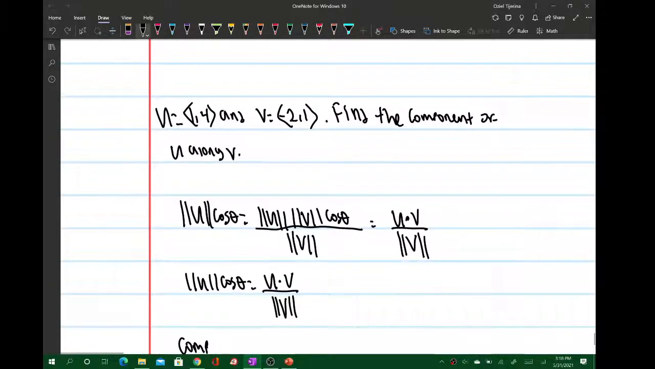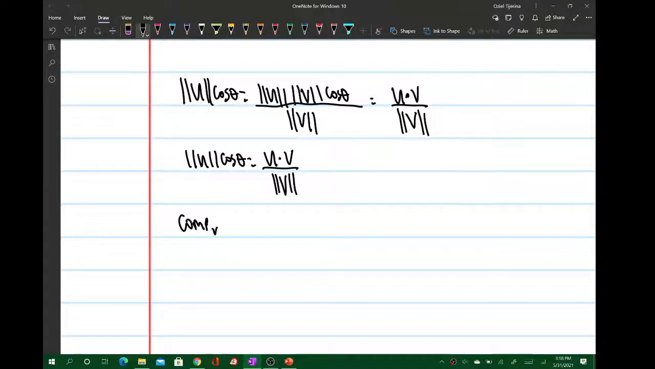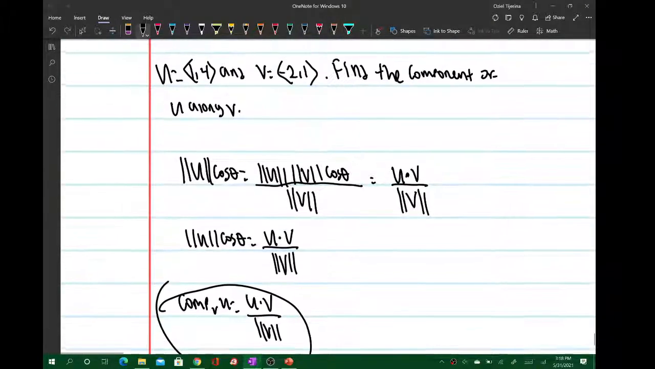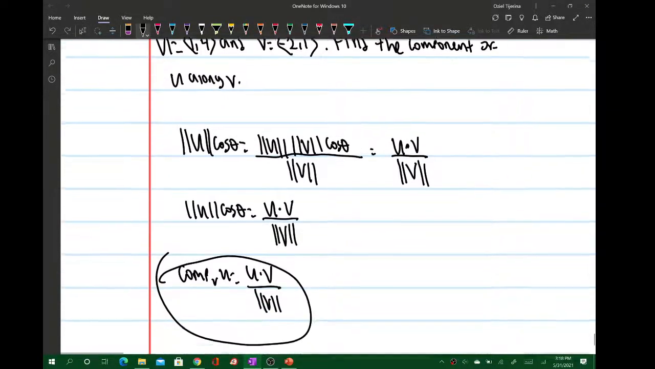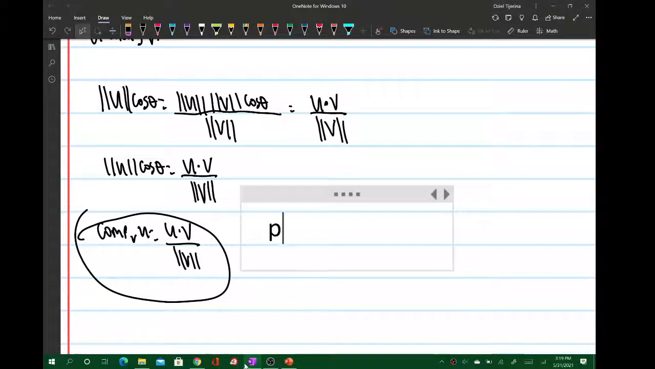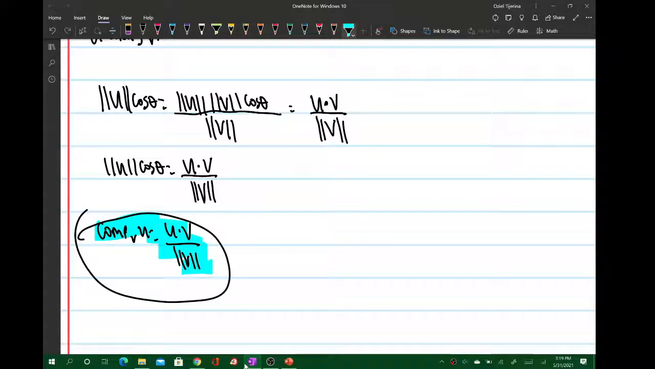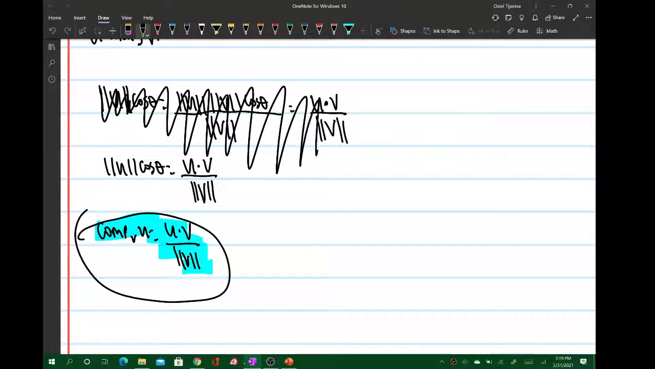So basically, you're going to do the component of u along v: comp sub v of u equals u dot v over the magnitude of v. That's just the component of u along v, okay? So just remember this formula. Don't try to prove it or anything, because you don't have to prove all of this. I just wanted to show you where this came from.